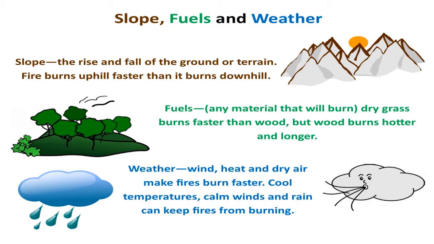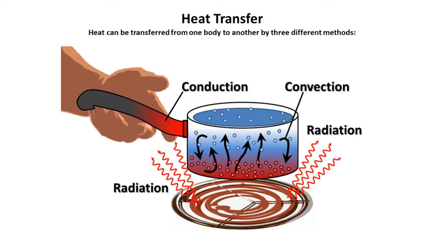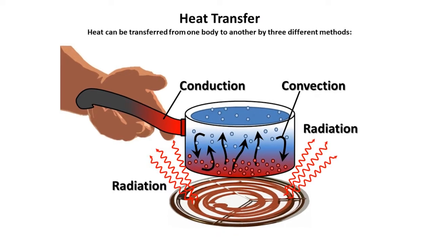Weather. Wind, heat, and dry air make fires burn faster. Cool temperatures, calm wind, and rain can keep fires from burning. Heat transfer. Heat can be transferred from one body to another by three different methods: conduction, convection, and radiation.